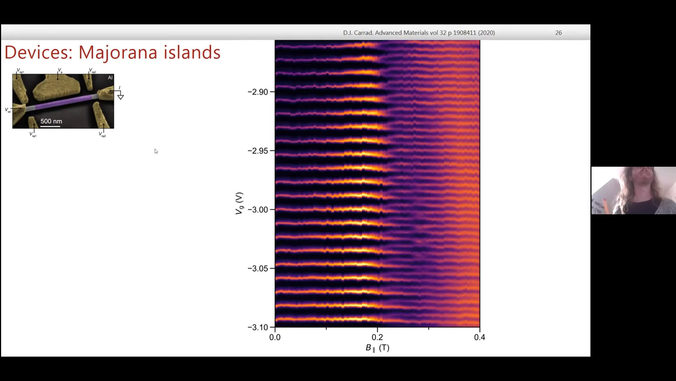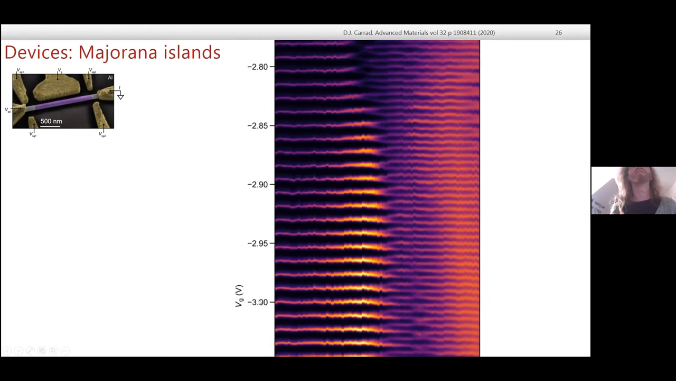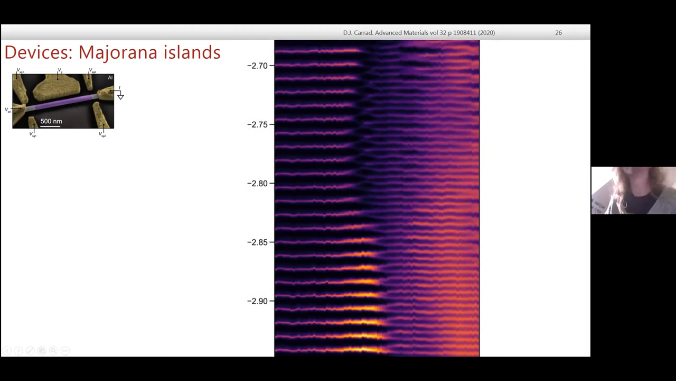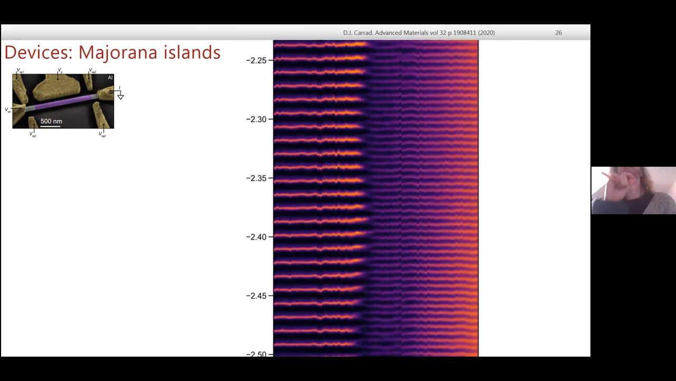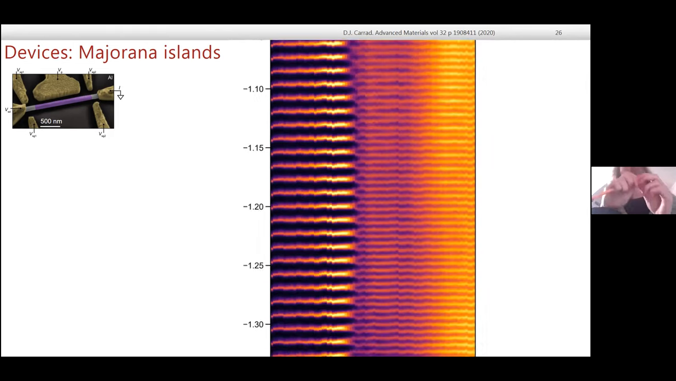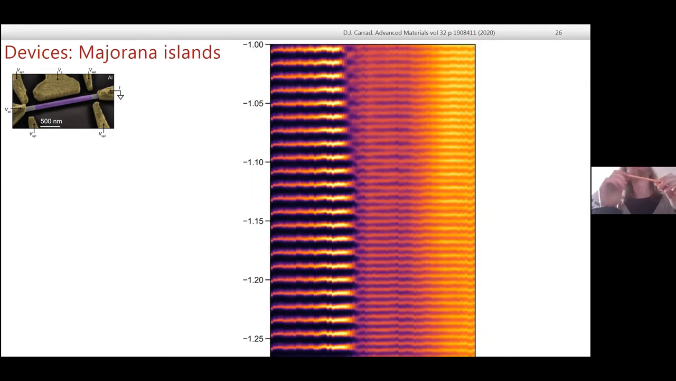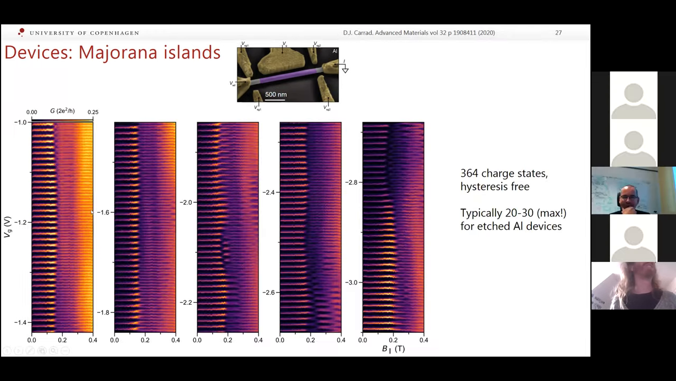So now that we have these cleaner devices, we can actually go over a much, much wider gate range. And so it just keeps going and going. As we scroll through, you can see all sorts of different behaviors in terms of peak spacing and peak heights as it goes from the Cooper pair charging to the single electron charging. So it's very hard to present this single measurement in an easily visible way.